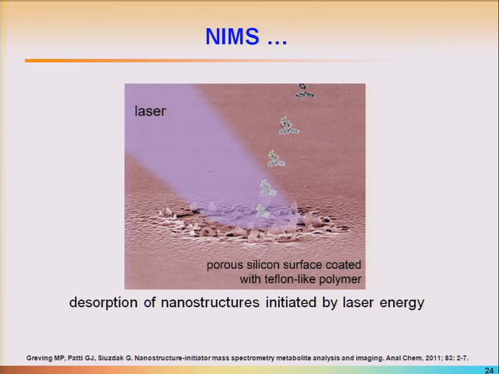Moving forward to NIMS, here's a schematic of an application utilizing NIMS, which is a porous silicon surface coated with a Teflon-like polymer. What this research group by Professor Siuzdak does is, instead of putting the MALDI matrix on top of the tissue, they put the MALDI matrix on the glass or on the carrier itself. By putting down a very small tissue section, you have the laser liberating the nanomaterial, and then the nanomaterial moves into the mass spectrometer, carrying the analyte of interest with it.